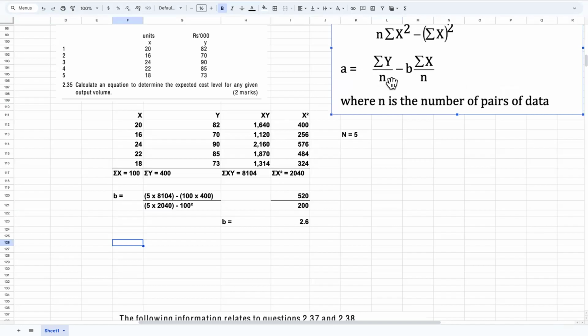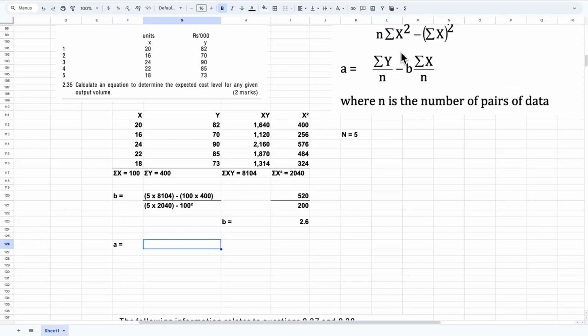The a value is very simple. Sigma y over n, right? We know the sigma y value is 400, and the n value is 5. So 400 divided by 5, it will give you without decimals 80, right?